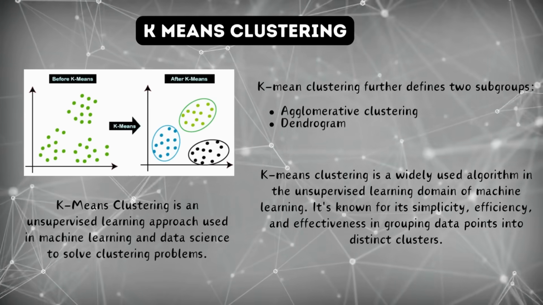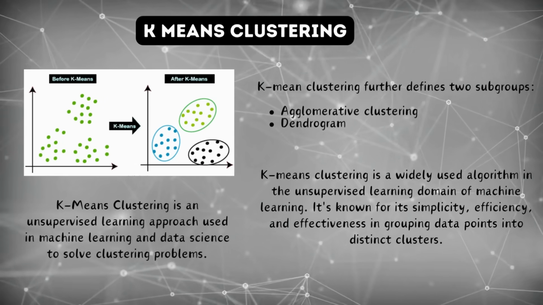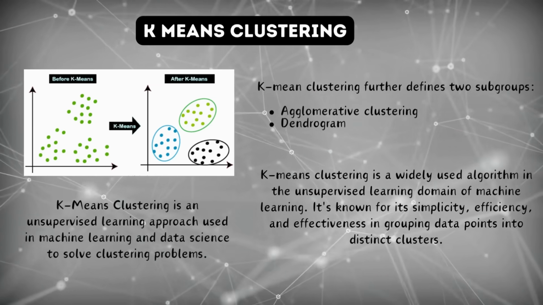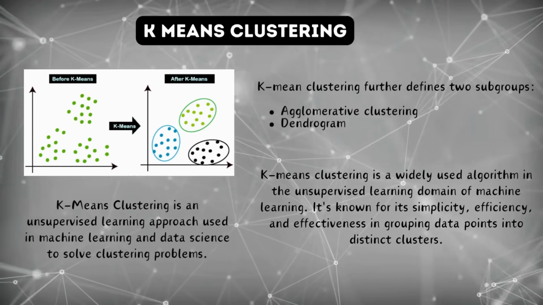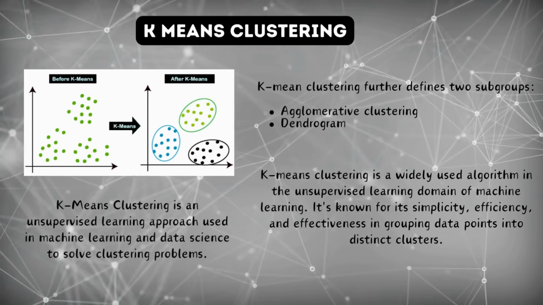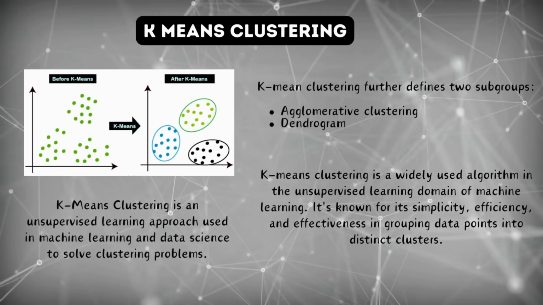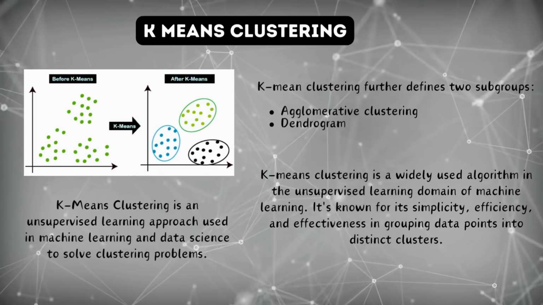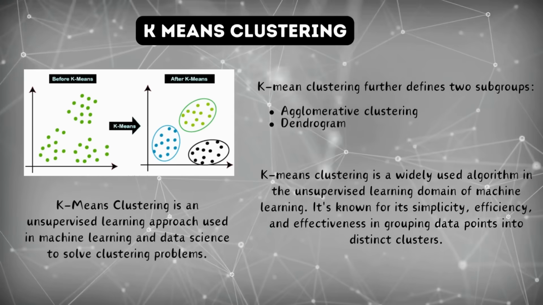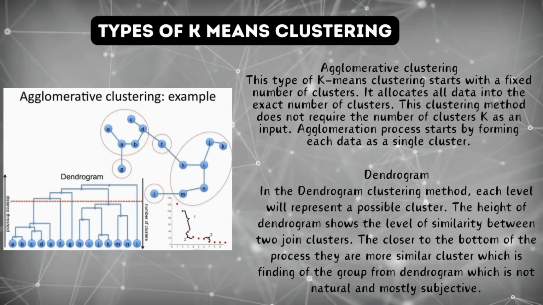What is k-means clustering? K-means clustering is an unsupervised learning approach used in machine learning and data science to solve clustering problems. K-means clustering is a widely used algorithm in the unsupervised learning domain of machine learning. It's known for its simplicity, efficiency, and effectiveness in grouping data points into distinct clusters. K-means clustering further defines two subgroups, agglomerative and dendrogram.